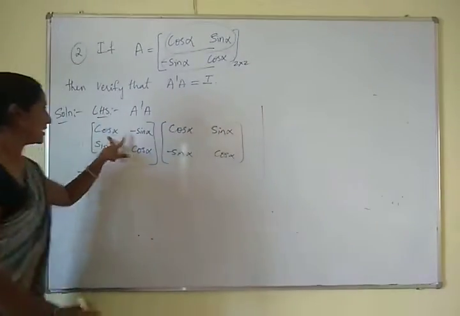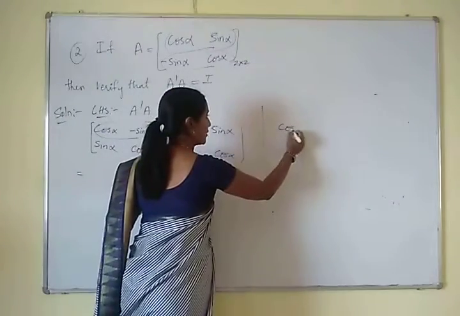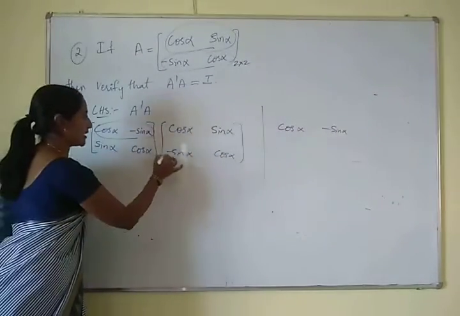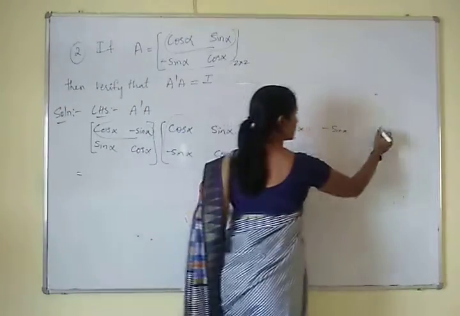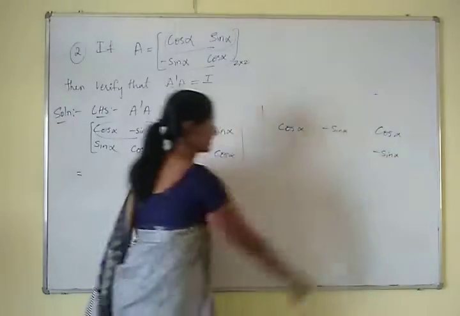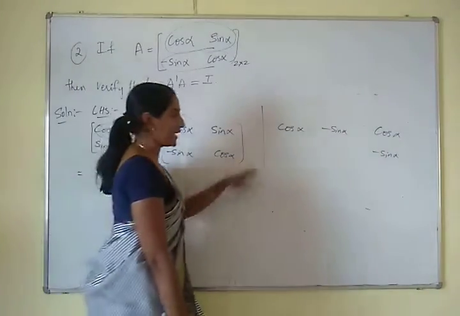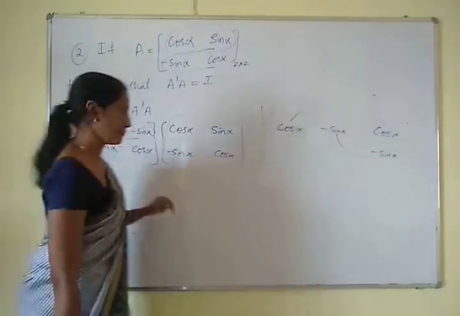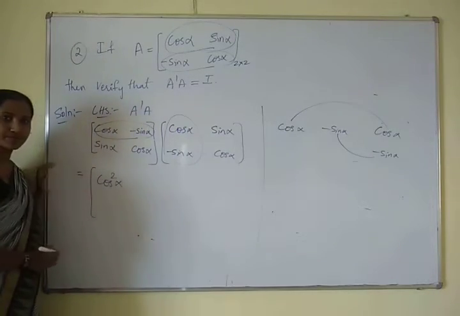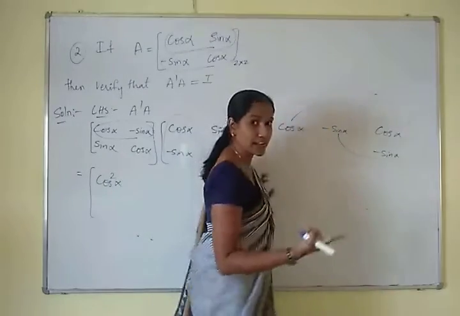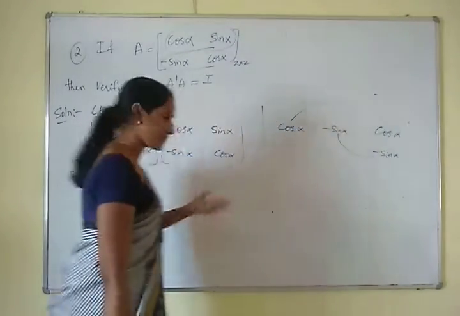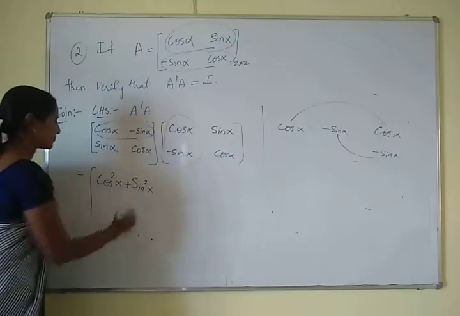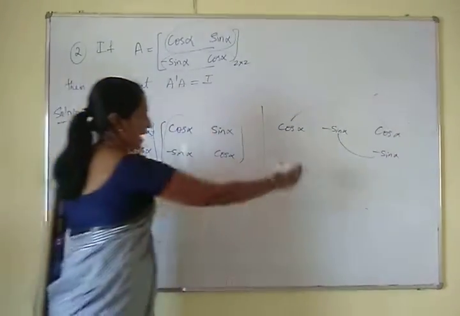Okay, so let's begin. Let me take a row of the first matrix. It is cos alpha, minus sin alpha. Okay, I take the row. Next, we should take a column. Column is what? Cos alpha, minus sin alpha. So this is your column. Now how to multiply? First with first, second with second, isn't it? So cos alpha into cos alpha will give you cos square alpha. Sin alpha and sin alpha is sin square alpha. Okay, minus into minus becomes plus. Clear?